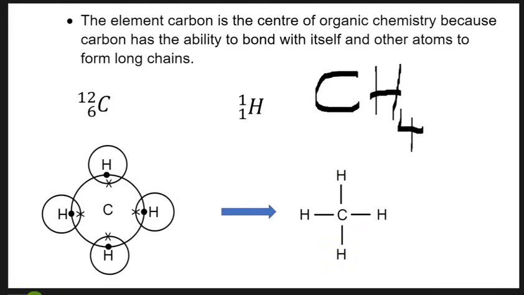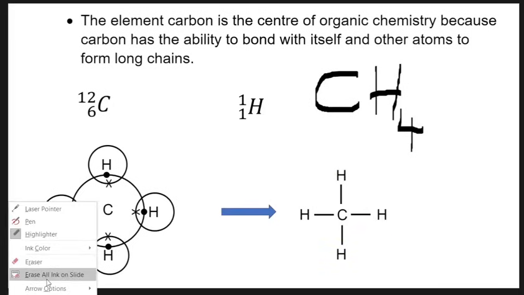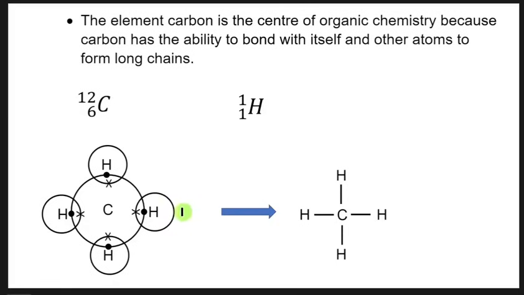All right, so now let's say carbon is to bond with itself. So we have shown how carbon can bond with other atoms, and forming how many bonds? Four. So there are four bonds here. 1, 2, 3, 4. All right, so this is what causes carbon to have that ability.